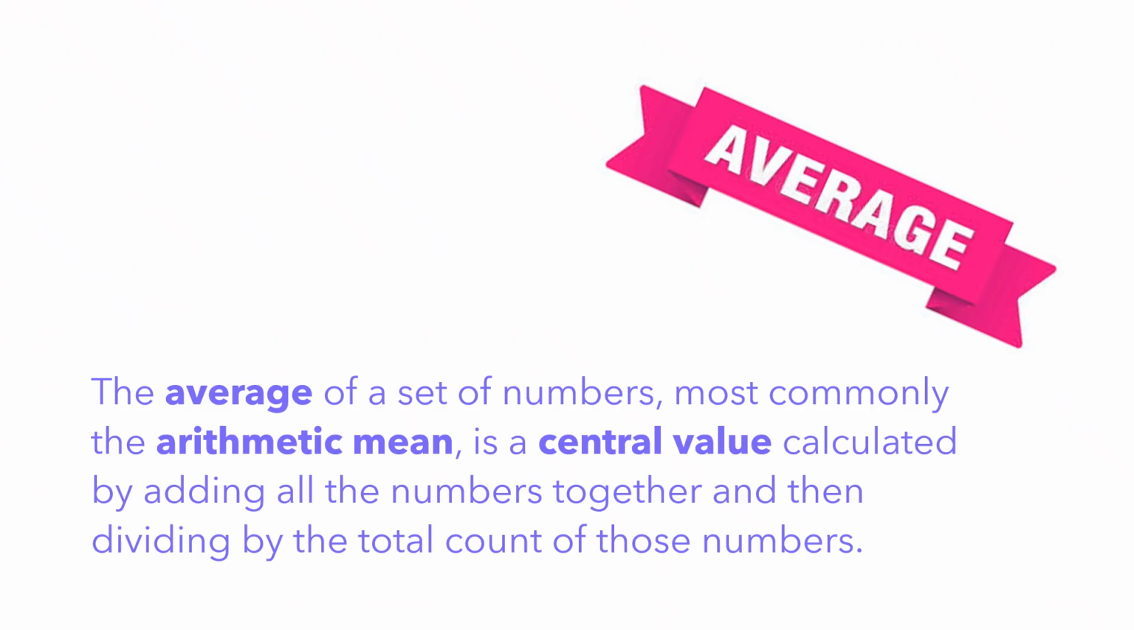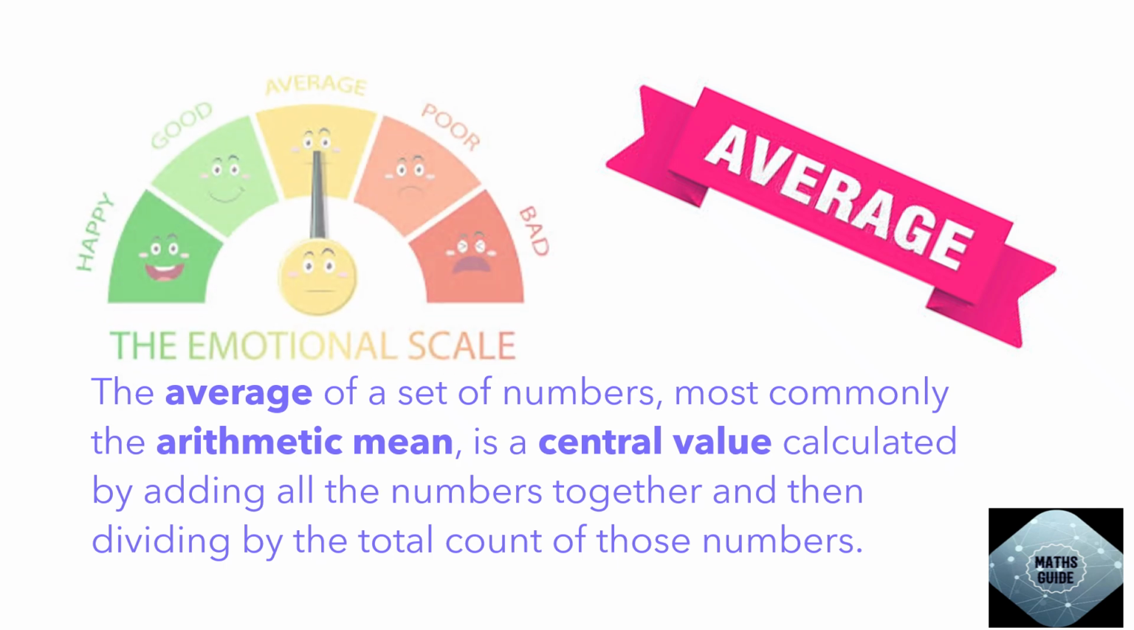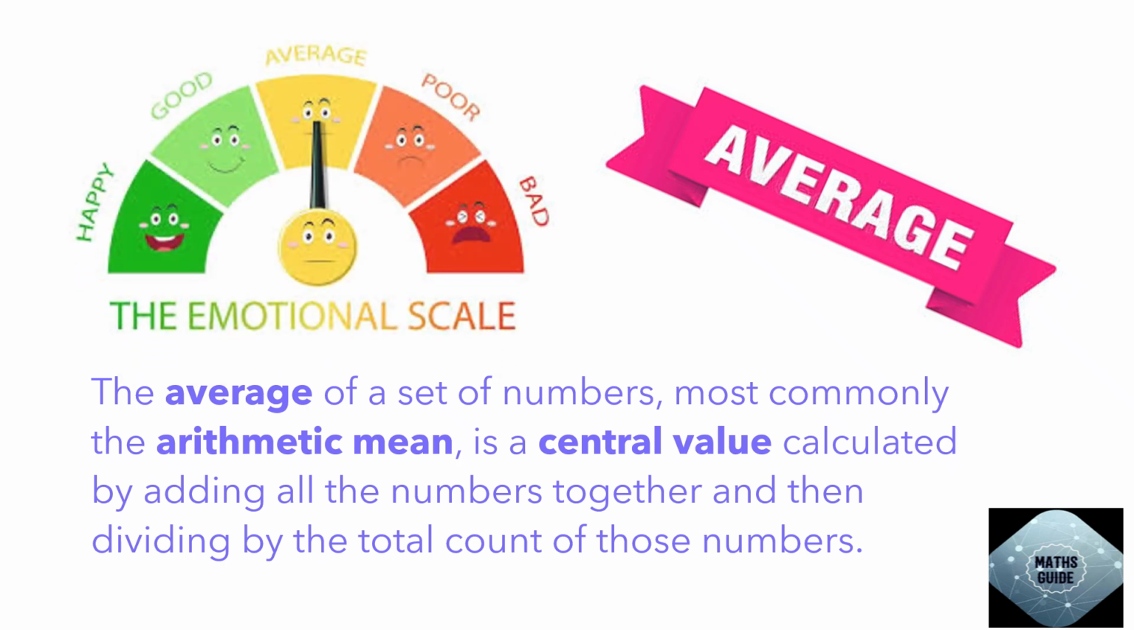Now let's understand how we can calculate average. It is very simple. We can calculate the average by adding all the numbers together in the given set and dividing by the total count of these numbers.